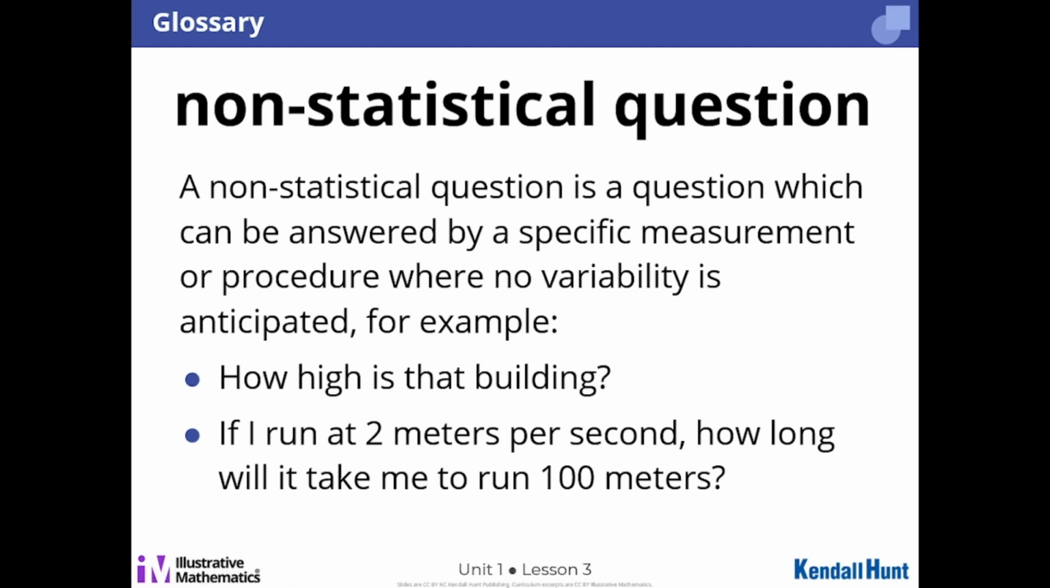Non-statistical question. A non-statistical question is a question which can be answered by a specific measurement or procedure where no variability is anticipated. For example, how high is that building? There is only one correct height for the building. If I run at 2 meters per second, how long will it take me to run 100 meters? There is only one correct answer. You would divide 100 meters by 2 meters per second, and your answer would be 50 seconds.